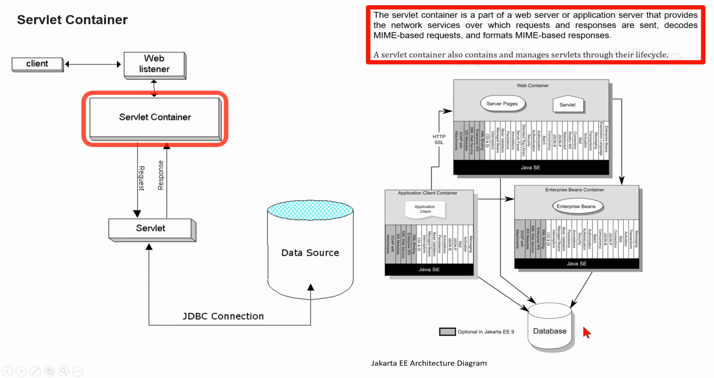Jakarta EE database. The Jakarta EE platform requires a database accessible through the JDBC API for storage of business data. The database is accessible from web components, enterprise beans, and application client components. The database need not be accessible from applets. The Jakarta EE product provider must provide a pre-configured default data source for use by the application in accessing this database.